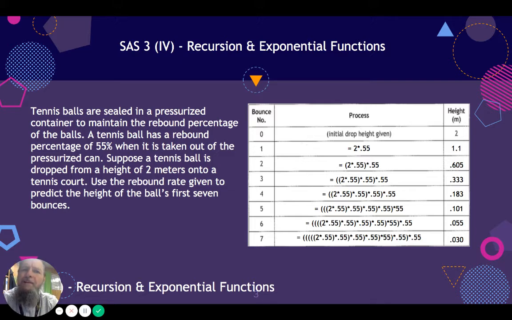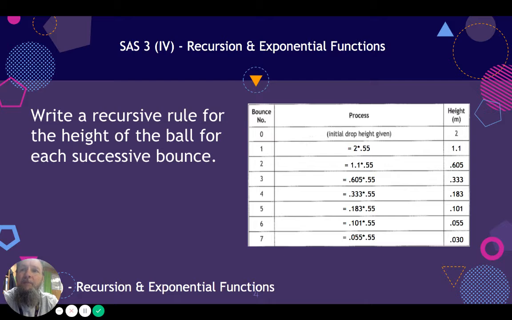What do you think we're heading towards, and what kind of function do you think this models? Let's write a recursive rule, though. A recursive rule, we talked about this the last couple lessons. We're going to start with an initial value, and then we have a common ratio that we're going to multiply it by, and it's going to be an exponential function.